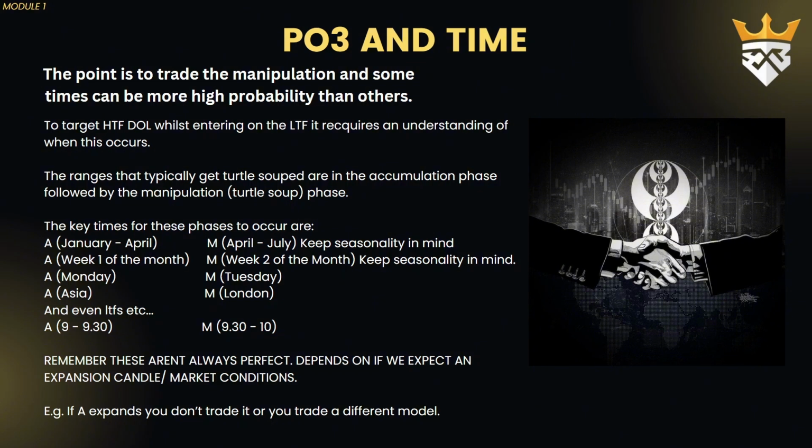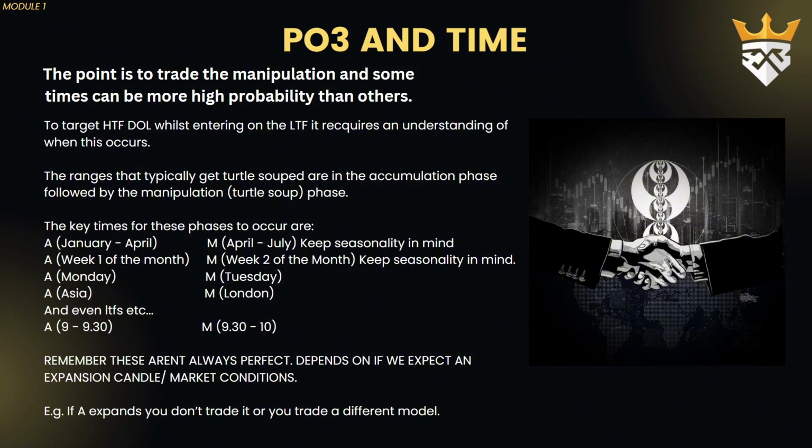To target higher time frame draw on liquidity whilst entering on the lower time frame, it requires an understanding of when this occurs. The ranges that typically get turtle souped are in the accumulation phase, followed by the manipulation phase, right? The key times for these phases to occur are shown: A means accumulation, M means manipulation. I'm not going to read them out. It's clear that you can read them.